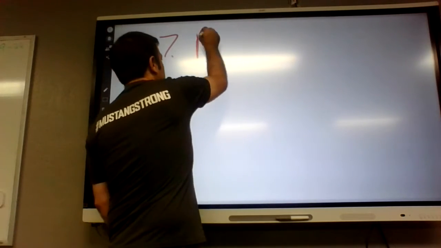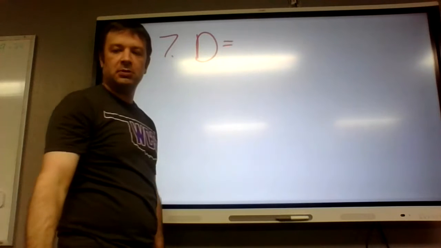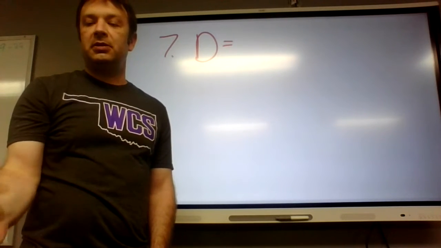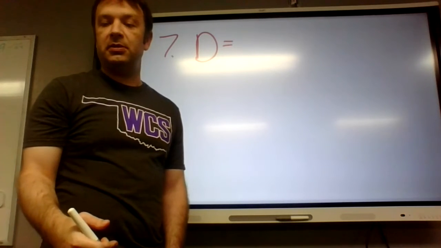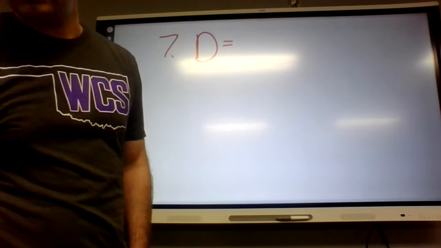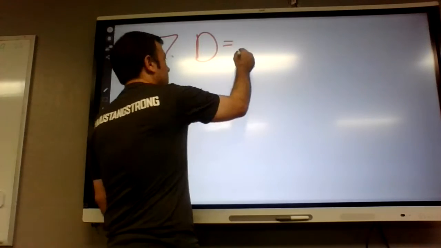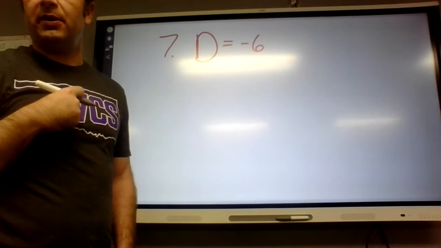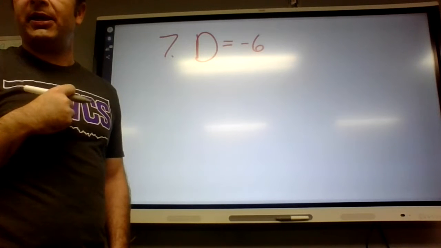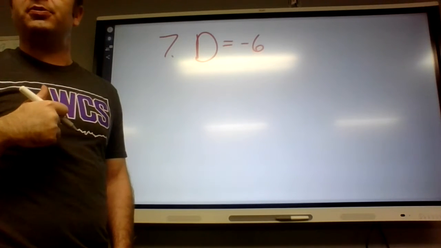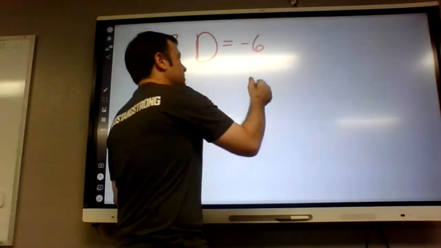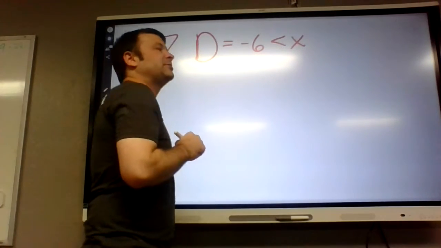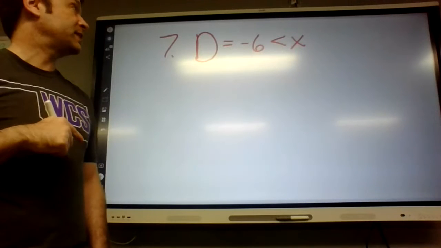Negative 6. Yeah, it goes to negative 6. Is that X value of negative 6 included, or is it just approaching negative 6? Approaching. So that's basically me saying X is bigger than negative 6.